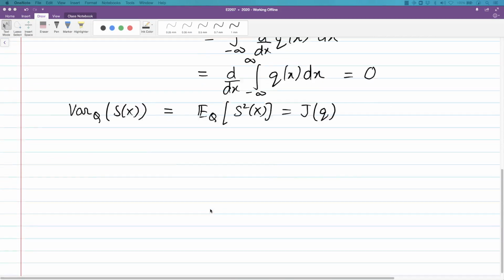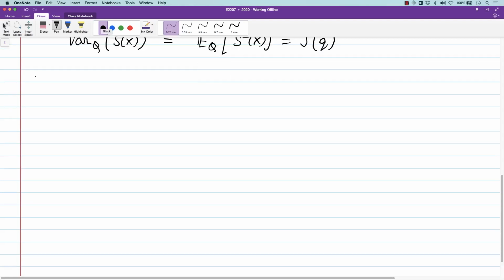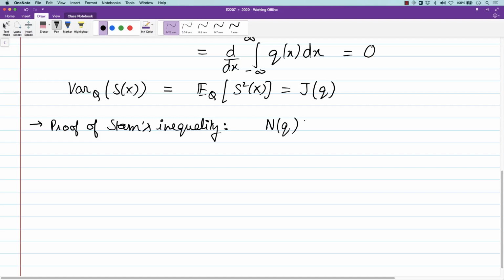Now that we know the meaning of both these quantities, we want to show Stam's inequality directly. In fact, this inequality is quite old, and it has been studied thoroughly in information theory, and we'll give an information theoretic proof of it. Towards proving Stam's inequality, which is N(Q) J(Q) is greater than or equal to 1, that's Stam's inequality.